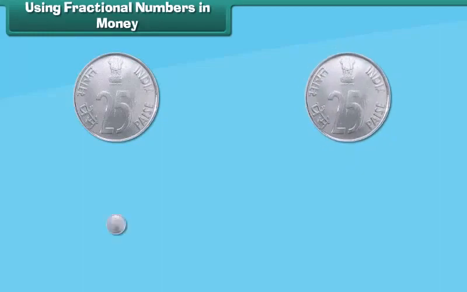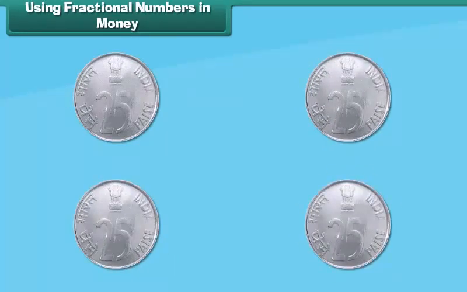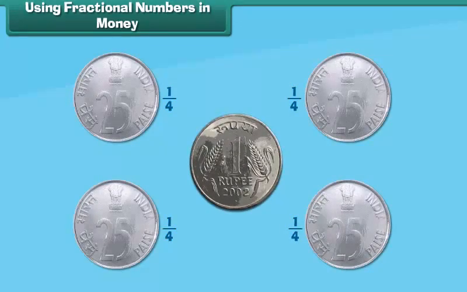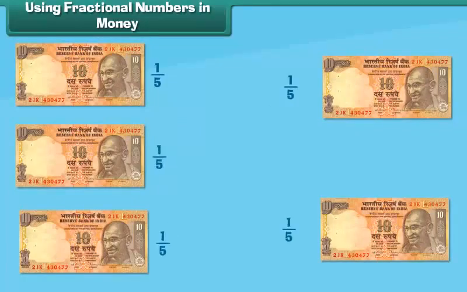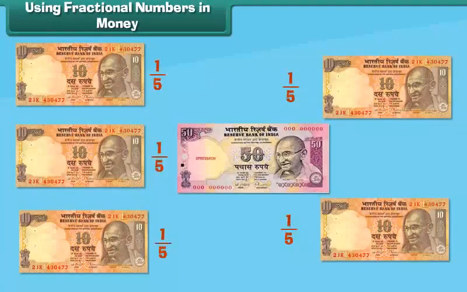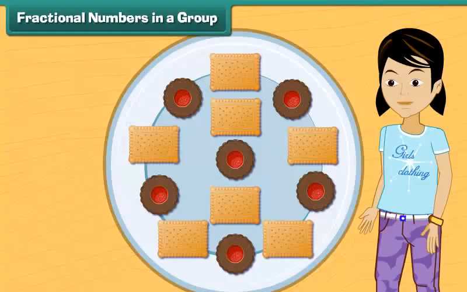Look at these 25 paisa coins. One 25 paisa coin is 1/4 of the 1 rupee coin. Similarly, one 10 rupee note is 1/5 of 150 rupee note. So kids, fractional numbers are used in money too.